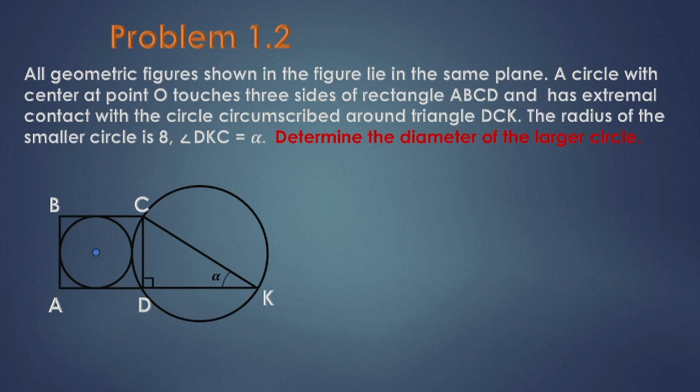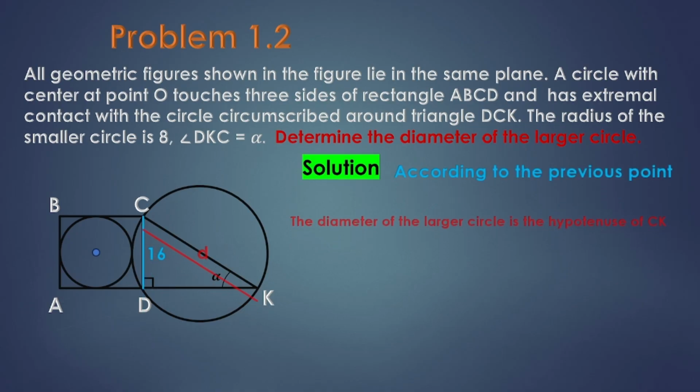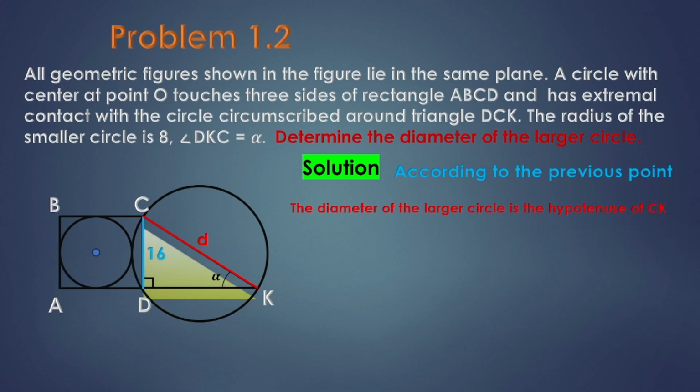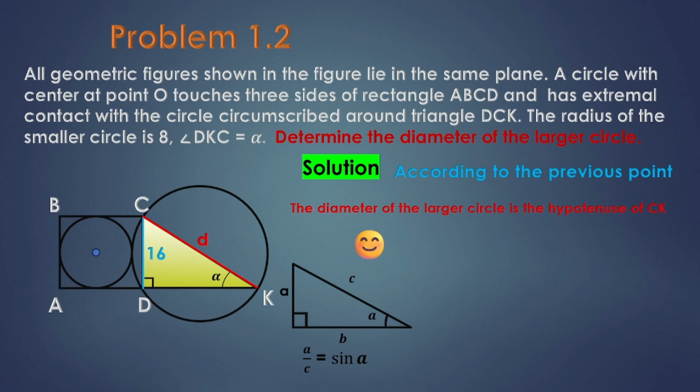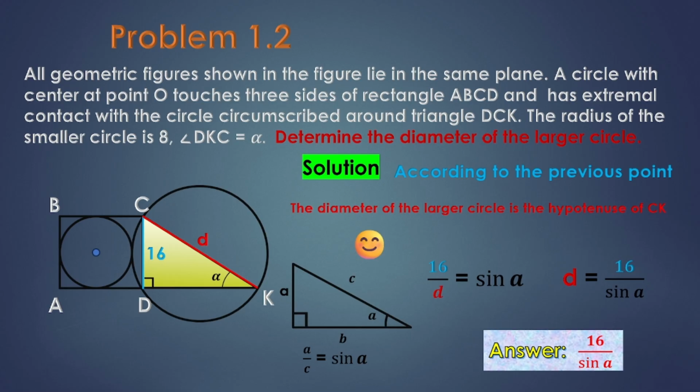Problem 2. Here we are asked to determine, under the same condition of the task, the diameter of the larger circle. According to the previous point, CD equals 16, and the diameter of the larger circle will be the hypotenuse CK. Note that the hypotenuse always lies opposite the right angle. I highlight this right-angled triangle in yellow, and I want us to remember the definition of the sine of an acute angle. Then 16 divided by d equals sine of alpha. Hence, the diameter is 16 divided by sine of alpha. Therefore, this found diameter of the larger circle will be our answer.